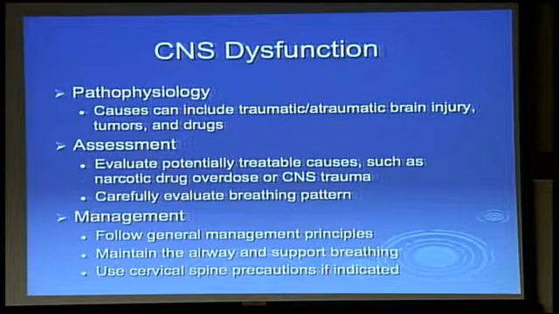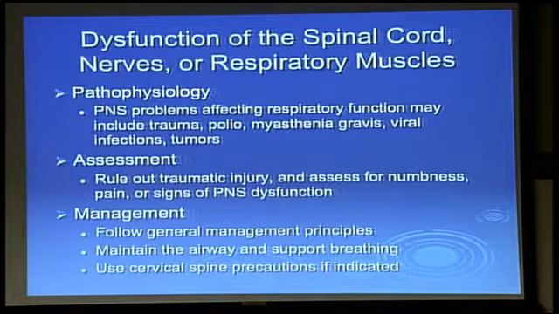Okay. You can also have trouble developing negative pressure because of central nervous system dysfunction. Most commonly what we see is traumatic brain injury, rare cases tumors, or you can get sedation from drugs. Narcotic overdose is obviously something that we deal with very frequently. And so you maintain the airway, support the breathing, C-spine precautions as needed for trauma.